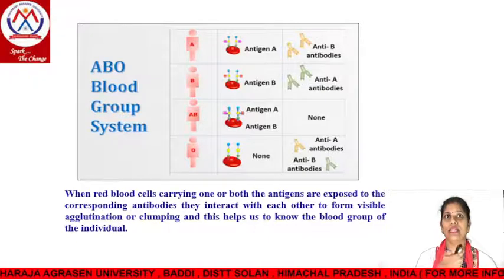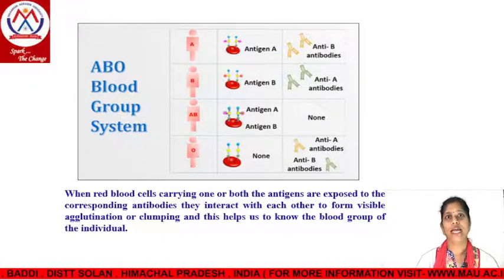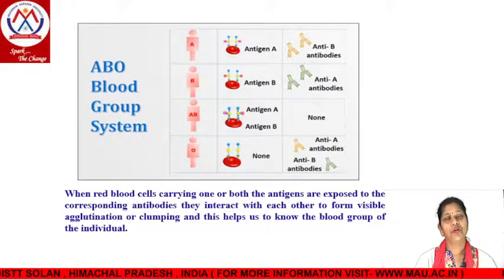Here you can see that individual A has antigen A, but antibody B. Individual B has antigen B and the antibody A. The individual having AB, antigen AB, will not have any antibody in the blood. The individual with O blood group will have both the antibodies, antibody A as well as antibody B.